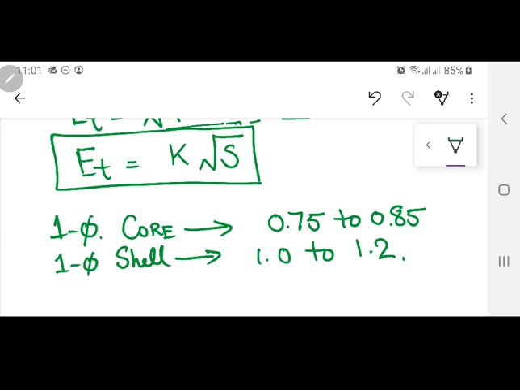The answer is in the first lecture we did for this course, first or second lecture. Shell type transformers have better flux linkage and less core losses, so you can have better magnetic loading. Better magnetic loading means better R. Better R means a higher value of K. So that's why the K value is better.